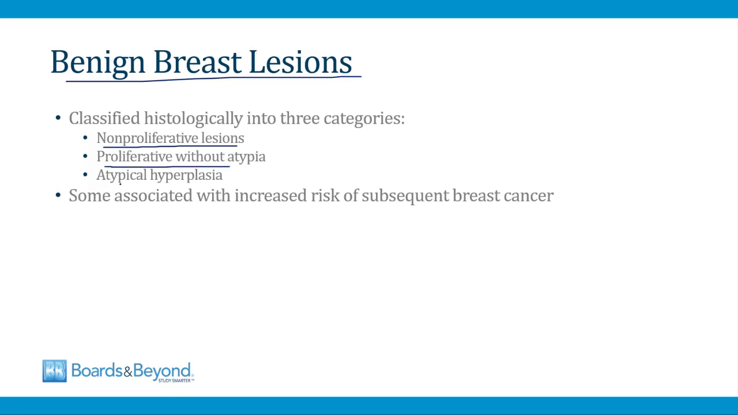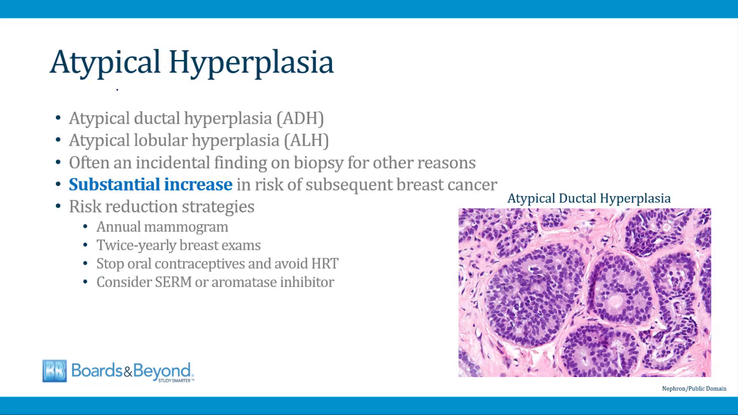Let's now move ahead and talk about the last category, which is atypical hyperplasia. There are two types of atypical hyperplasia, atypical ductal hyperplasia and atypical lobular hyperplasia. Usually atypical hyperplasia is an incidental finding when a biopsy is done for other reasons. Atypical hyperplasia doesn't often produce a mass or abnormalities on mammography.